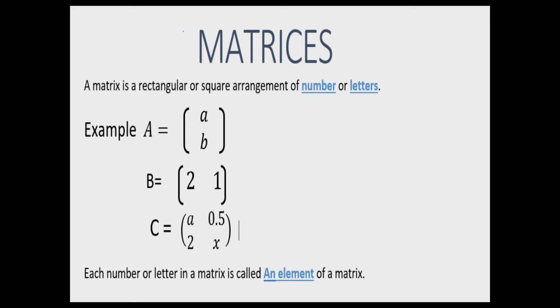We have 4 elements. So A is an element, 0.5 is an element, 2 is an element, and X is an element. So up to there, at least you have an idea what a matrix is, and this video is going to revolve around those rectangular and square arrangements of numbers, and we're going to do addition and subtraction of these matrices. So we are going to start with addition of matrix.